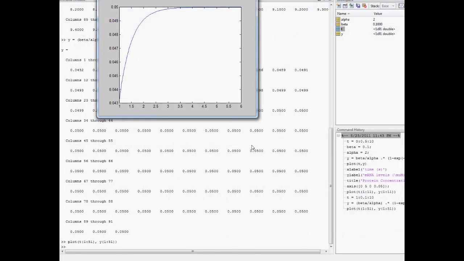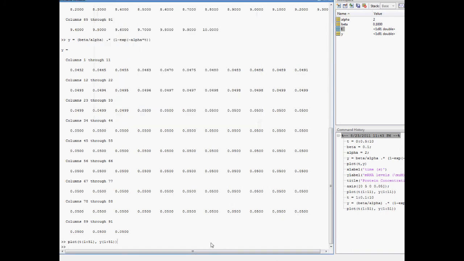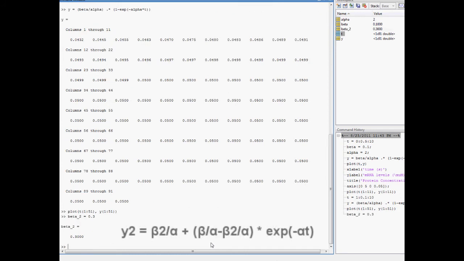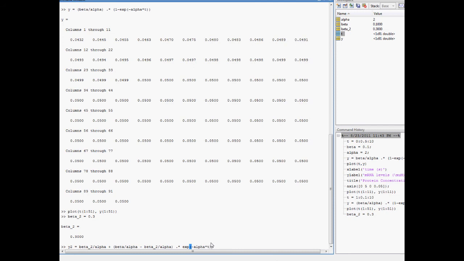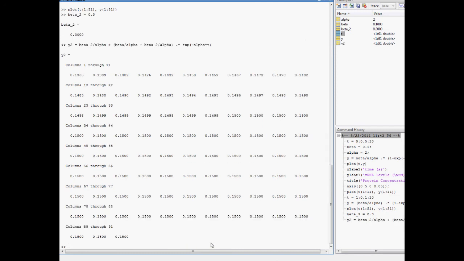On a final note, suppose we have two functions that we want to compare. Let's define another function y2 as follows. beta_2 equals 0.3. And finally, y2 equals beta_2 divided by alpha plus, open parentheses, beta divided by alpha minus beta_2 divided by alpha, close parentheses, dot times the exponent of minus alpha times t. This equation represents the dynamics of the mRNA concentration when production rate begins at beta and is suddenly changed to beta 2.